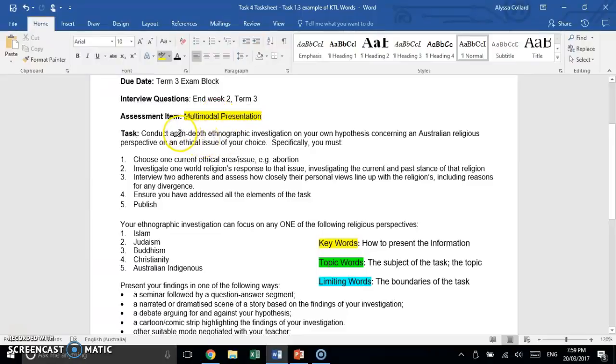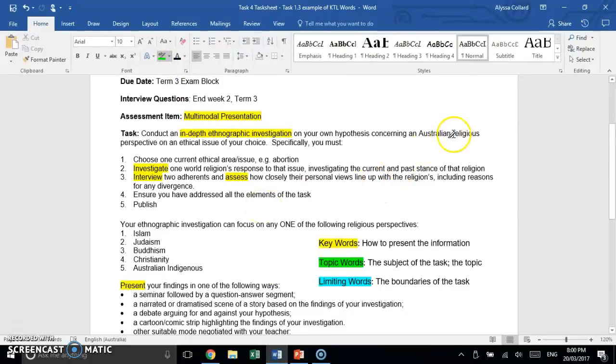We can see that this is going to be an in-depth investigation. And other words we're looking for are investigate, interview, assess, and present. Now let's move on to topic words, the subject of the task, or the topic.